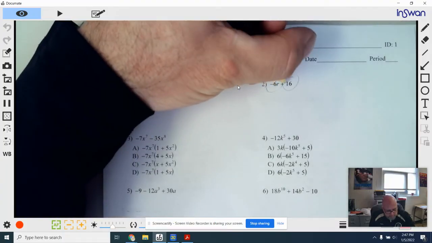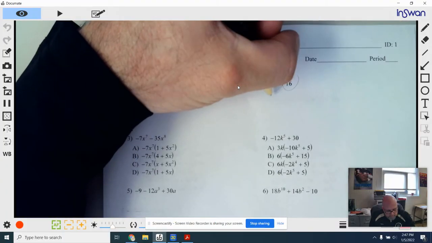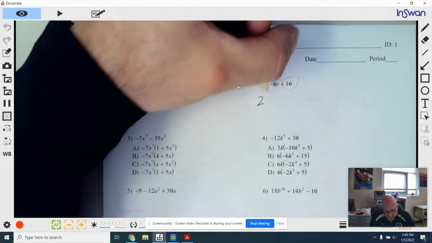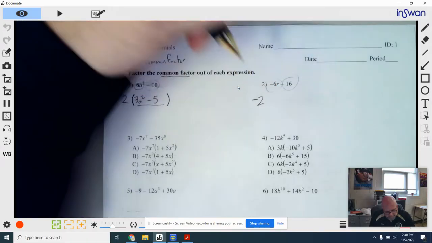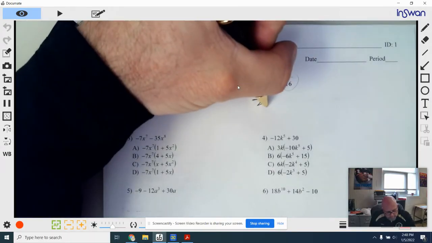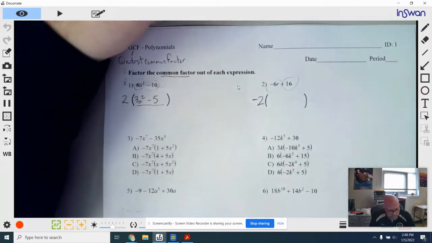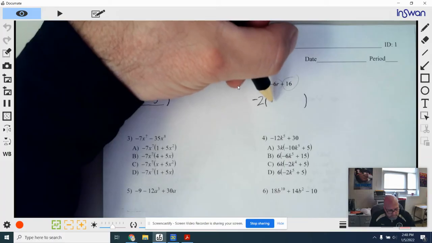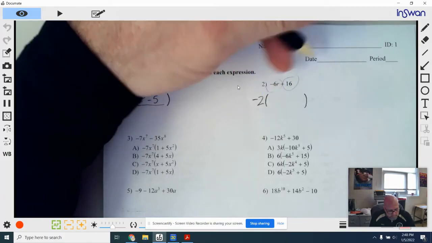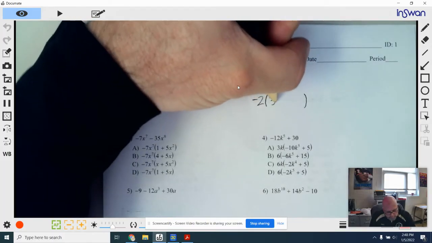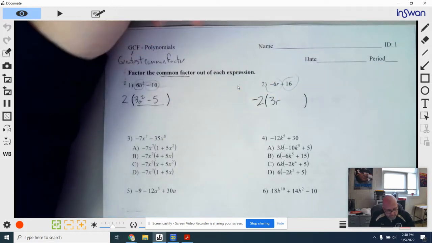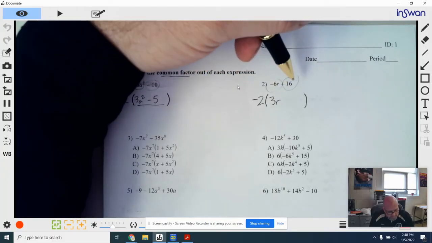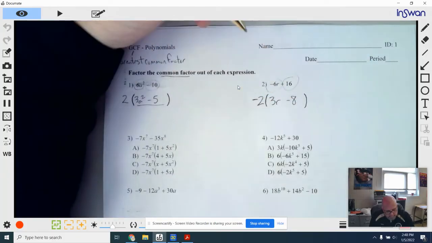So 6r and 16, again, the biggest number that goes into both of those is 2. So I'm going to pull a 2 out, but because this was a negative in front, I'm going to pull out a negative 2. Then I put back in parentheses, and I need to think, what is being multiplied in to equal negative 6r? Negative 2 times 3r is negative 6r. And then I have negative 2 times some number is positive 16, and that's going to be a negative 8.